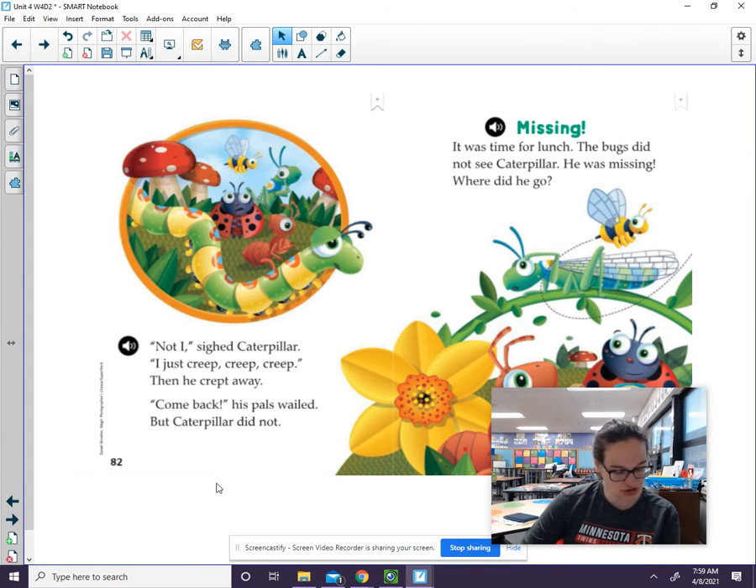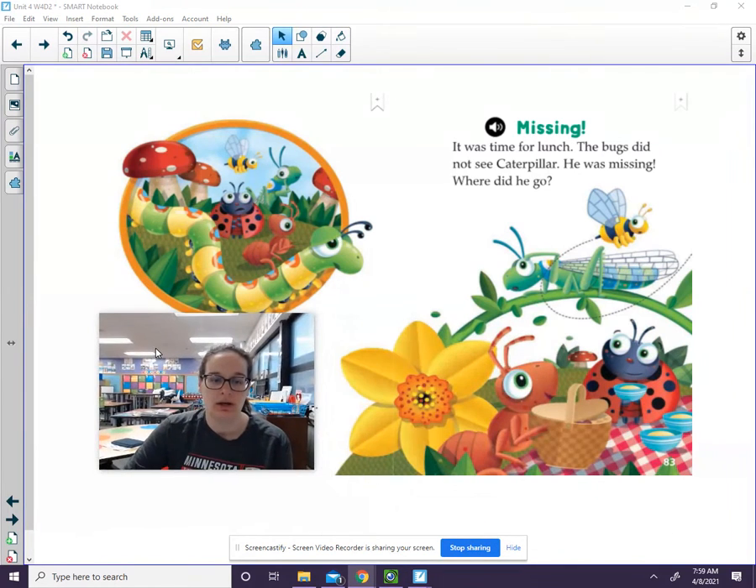If we take a look at the next chapter, this chapter title is Missing! Oh no! This chapter title begins on a new page, and it tells me that Caterpillar is missing. And remember, we left off when Caterpillar was so sad because he couldn't do what the other bugs could do. In this picture, I see that the bugs are eating out of bowls, and there's a picnic basket, and they're sitting on a picnic blanket. So this is even more evidence that this is a fantasy story, because these bugs are acting like humans, like us.